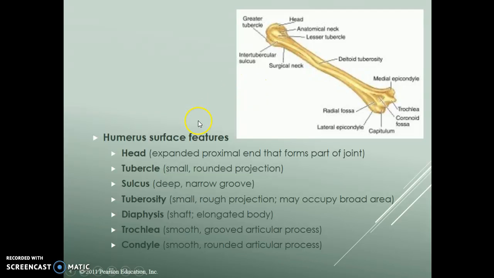We have to know all these features of the humerus, and the best way to understand these features is to draw out your bone and label the bone. You can certainly come into campus and examine these individual bones. These different features of this bone include head, tubercle, sulcus, tuberosity, diaphysis, which is the shaft of the bone, trochlea, and condyle.